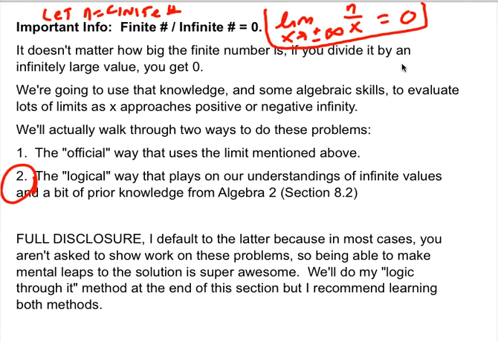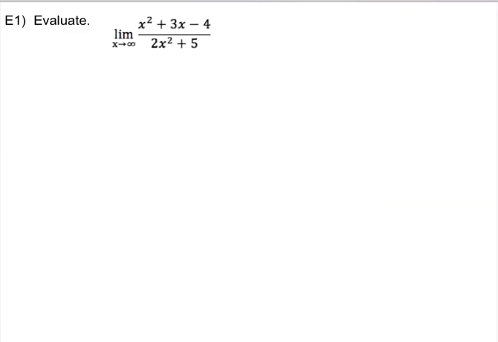Most of the time, you're going to see these problems as multiple choice or as single point free response questions where all they want is the answer, no work. And if that's the case, and you can logically choose the right answer every time, then why wouldn't you just use the logical way that lets you skip to the end? I want to make sure you learn both ways. We're going to walk through both ways, and we're going to do the logical bit at the end, after walking through the official way of doing these problems. All right, so let's go ahead and start.